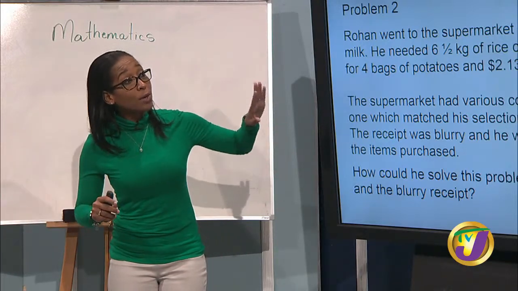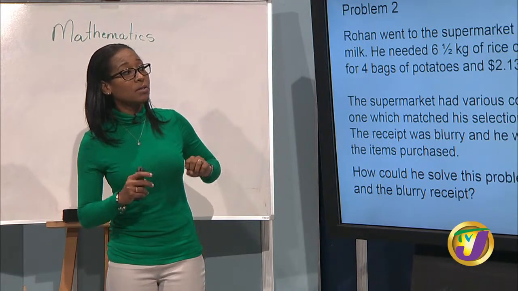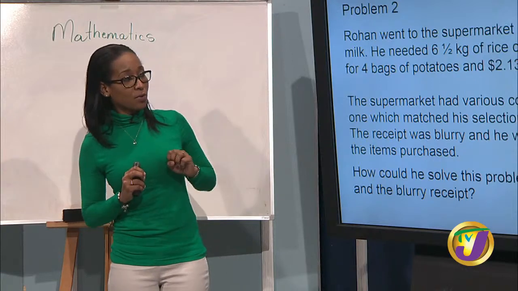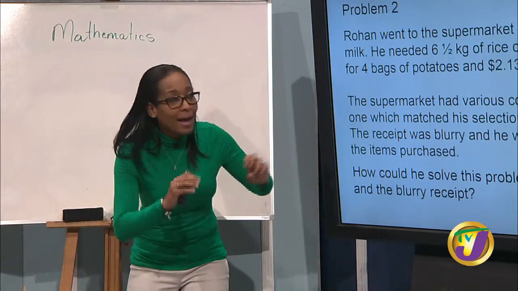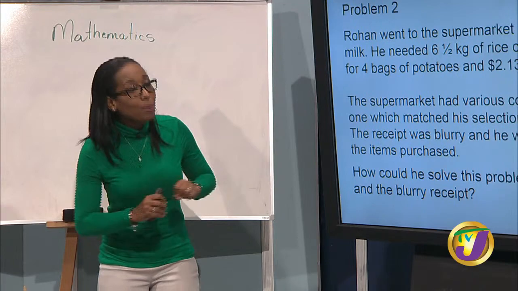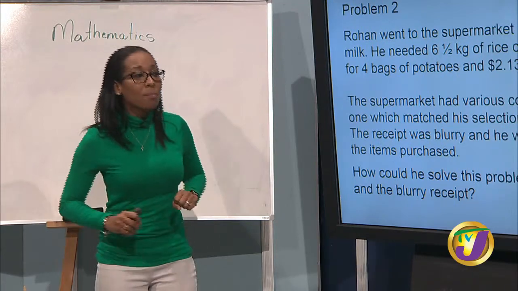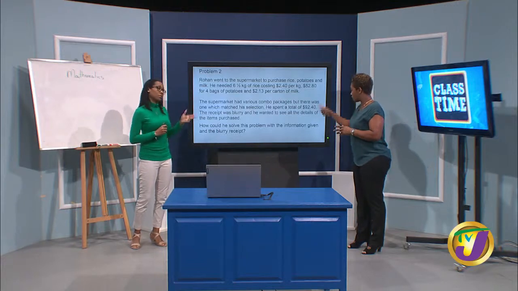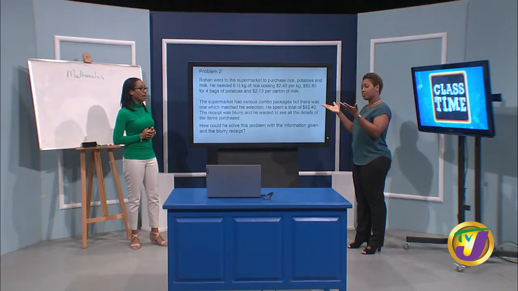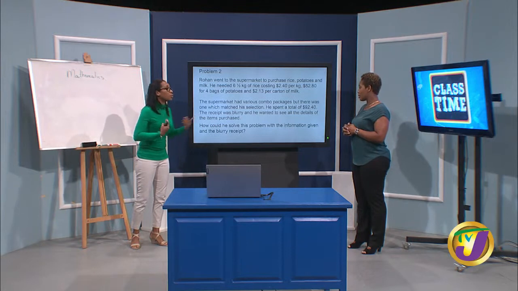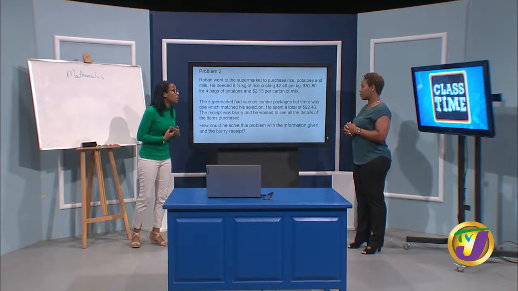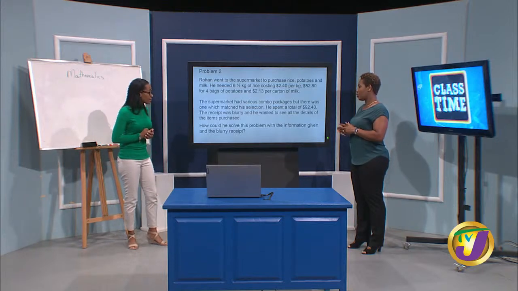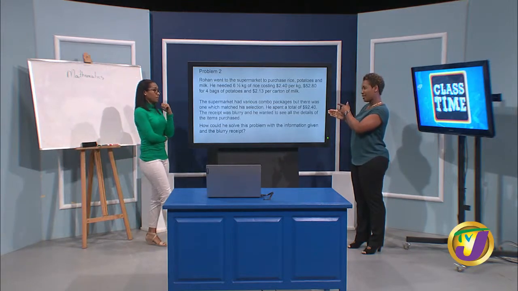When you were reading it, you would have said, "Oh, I know that he needed 6.5 kilograms of rice." Just underline that with the money per kilogram. You look at the potatoes, the milk, all of that, and circle the total. And we look at what the problem is, because we need to know what we're trying to figure out. We know what we have, and we need to know what we are trying to find. So we basically help him to replicate the receipt.